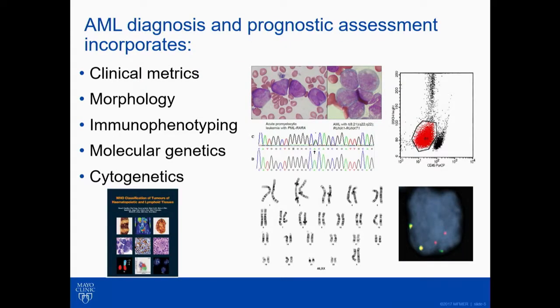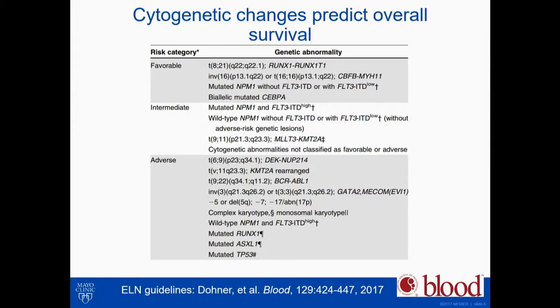AML diagnosis and prognostic assessment incorporates a variety of different factors, including clinical metrics, morphology requiring at least 20% bone marrow blasts, with the exception of the core binding factor types: t(8;21), inversion 16, and also t(15;17). Immunophenotyping, molecular genetics for looking for abnormalities in genes such as NPM1, FLT3, CEBPA, RUNX1, TP53, and so on. And obviously cytogenetics, which plays an important role in predicting overall survival.